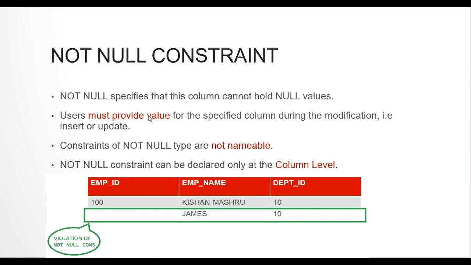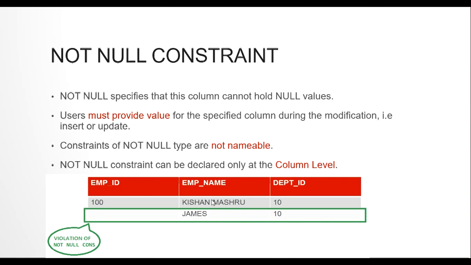Now we'll look at the not null constraint. Not null specifies that the column cannot have null data. If you try to insert null data, it throws an error and the statement is aborted. Users must provide some value for a column declared as not null when inserting or updating. Null is basically an absence of data in Oracle. Null does not mean an empty string, and it does not mean zero. Null means the data is absent or unknown.